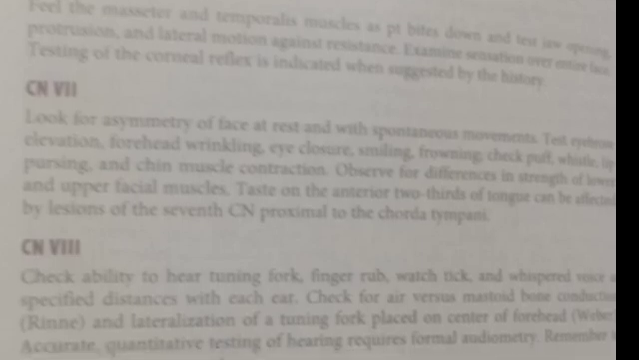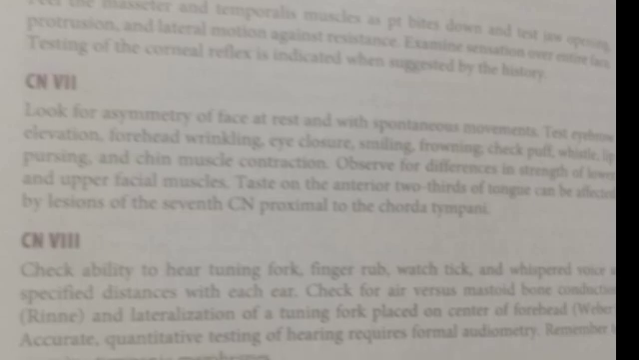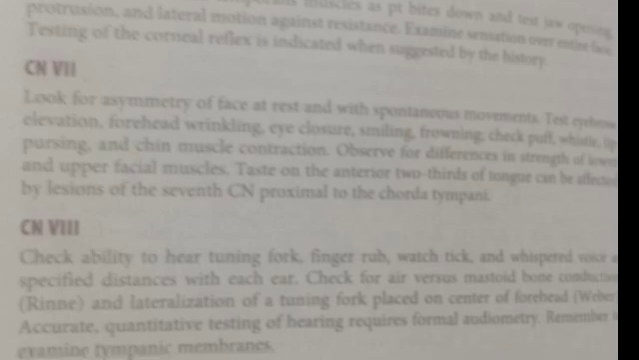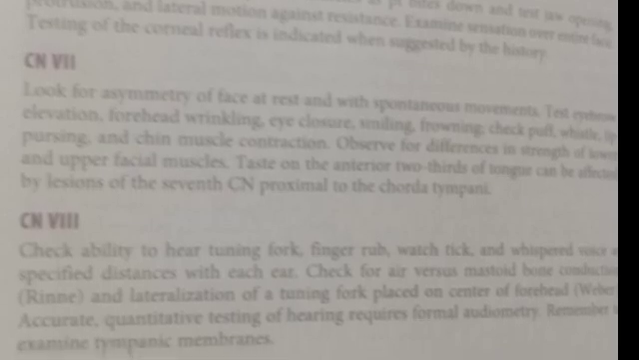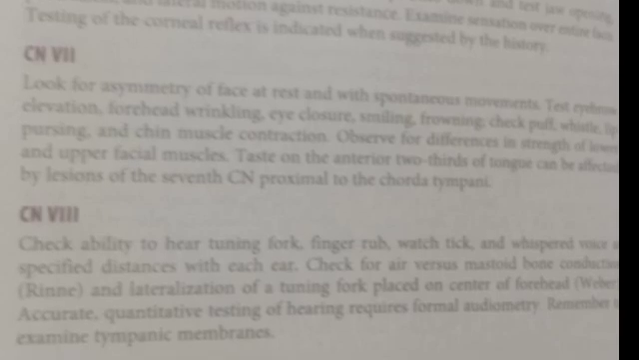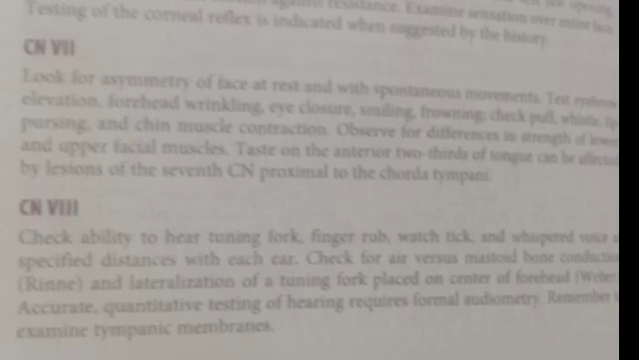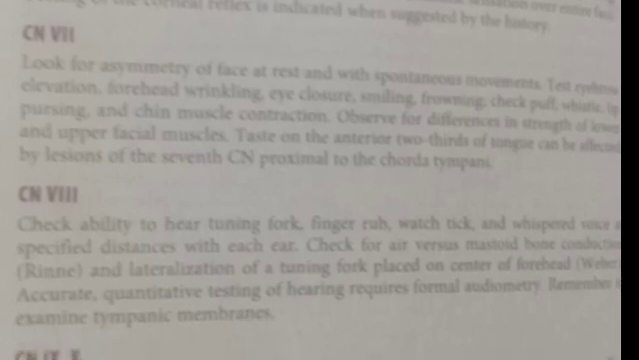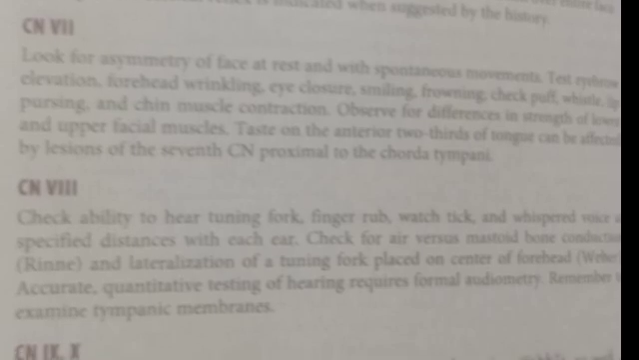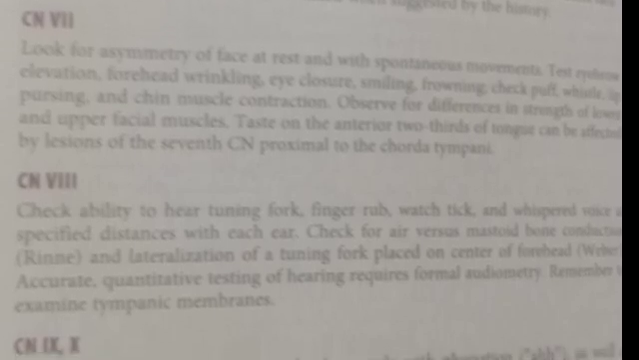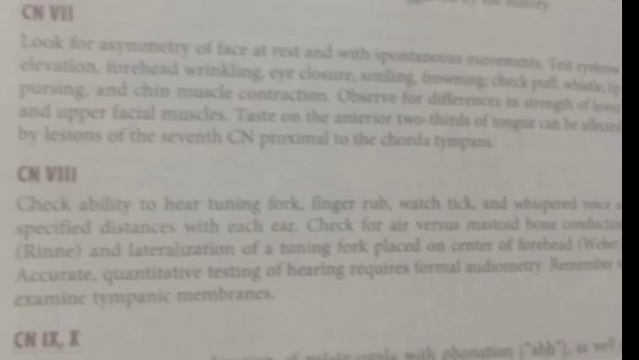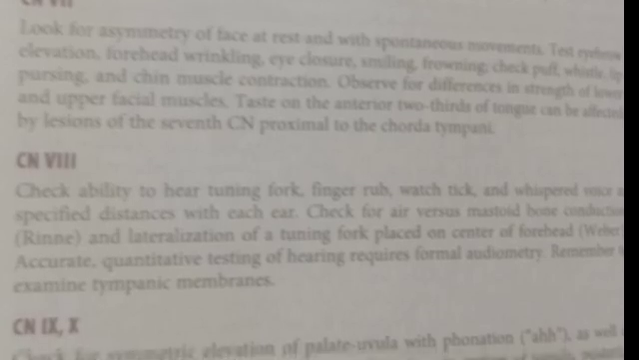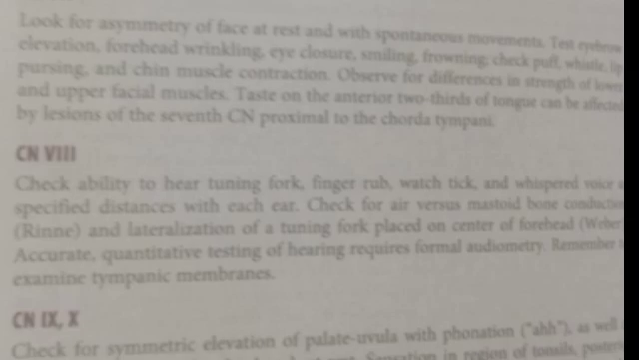Seventh cranial nerve: look for asymmetry of the face at rest and with spontaneous movements. Test eyebrow elevation, forehead wrinkling, eye closure, smiling, frowning. Check puff, whistle, lip pursing and chin muscle contractions. Observe for differences in strength of lower and upper facial muscles. Taste on the anterior two-thirds of the tongue can be affected by lesions of the seventh cranial nerve proximal to the chorda tympani.